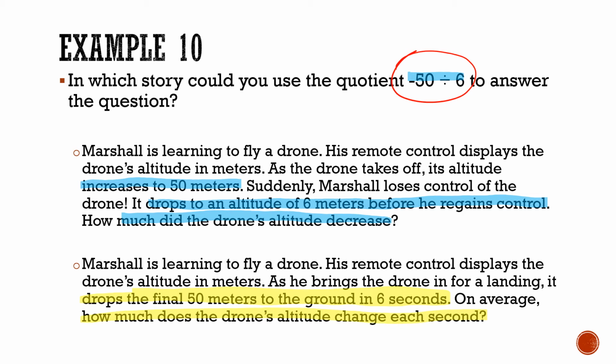The first thing you should notice is this increases to 50 meters. We cannot represent increasing 50 meters with a negative 50. However, dropping 50 meters we can. And then we were dividing that by 6 seconds, which is positive, whereas in the first scenario, it was dropping to an altitude of 6, so that would have been a negative 6 as well. So you should have got the second one for this one.